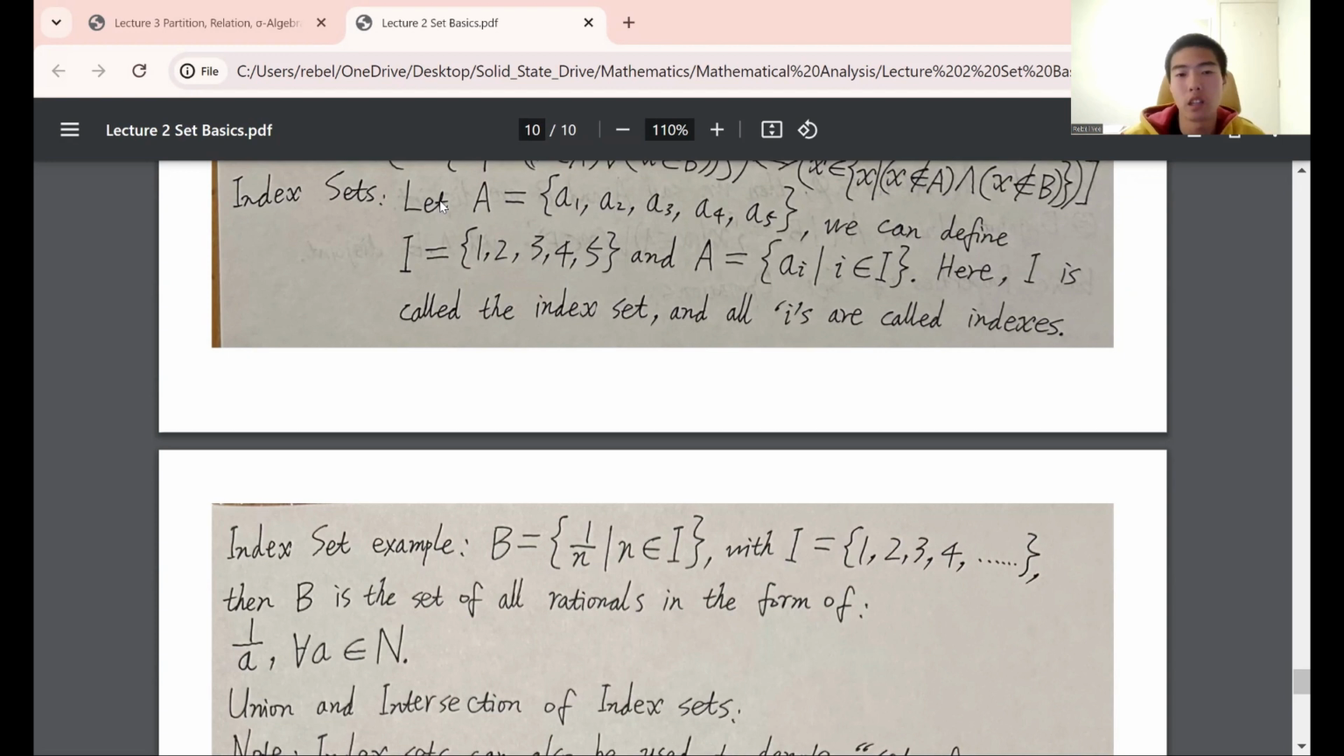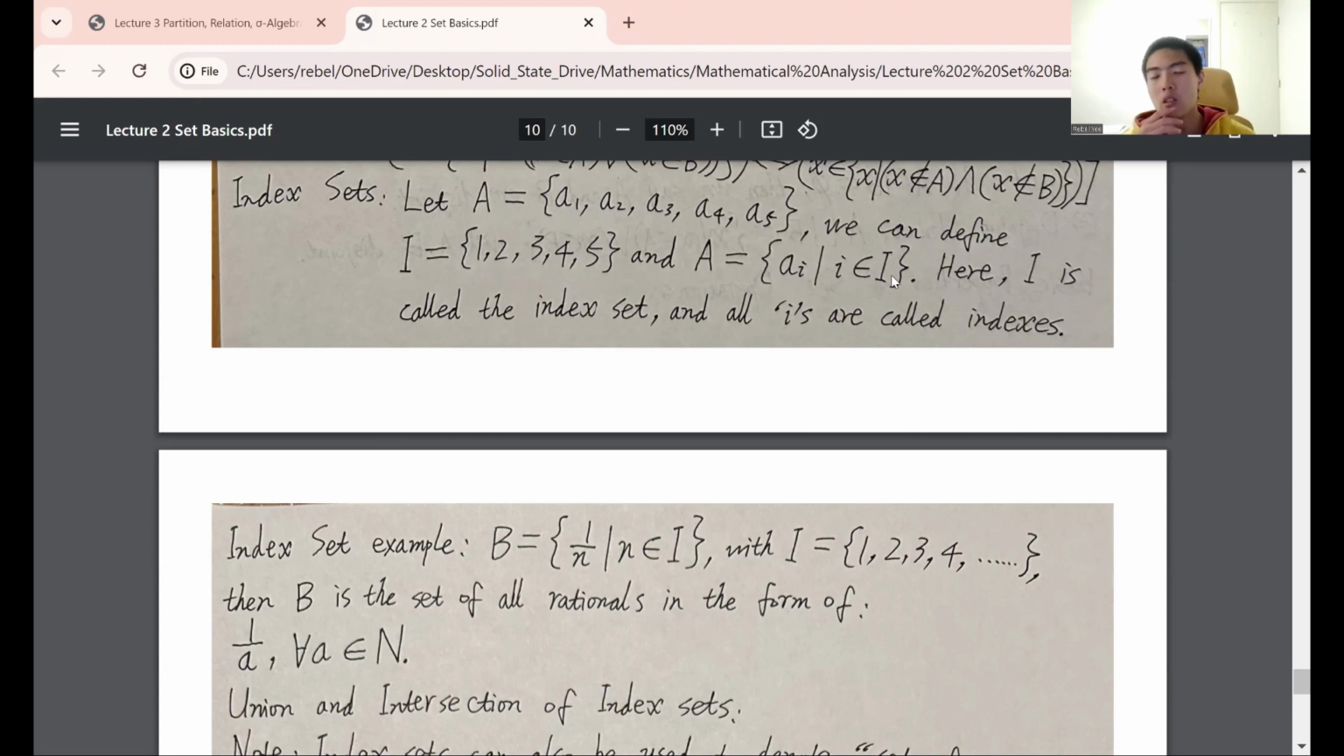So the index set is just a special case of a set defined by a property. Consider a case where A is a collection of some elements, A1, A2, A3, A4, A5. We can define another set, usually called I because index begins with I. So I equals 1, 2, 3, 4, 5, and A equals {Ai}, where the element i belongs to the set I. So here I is the index set, and each of the i here, like 1, 2, 3, 4, 5, are indexes.